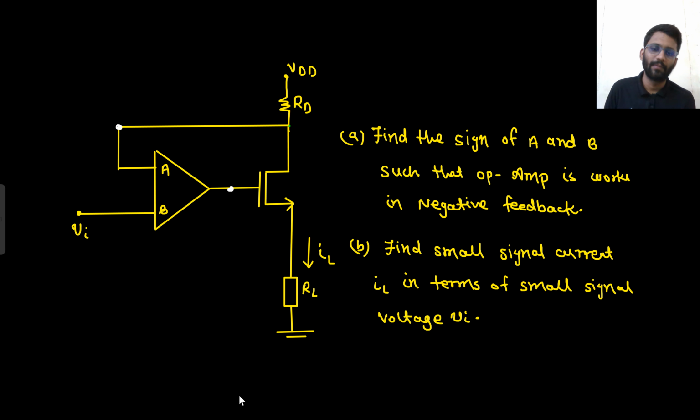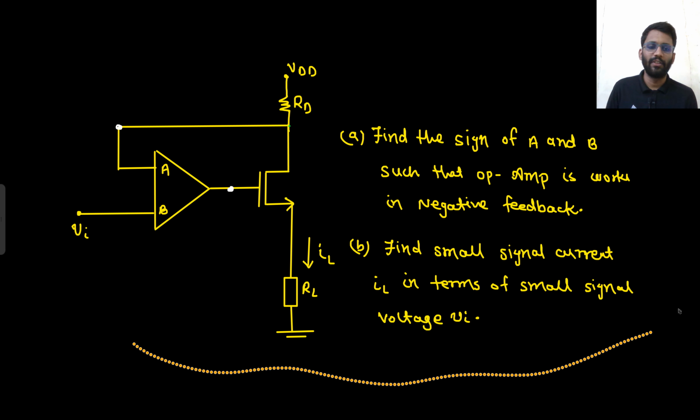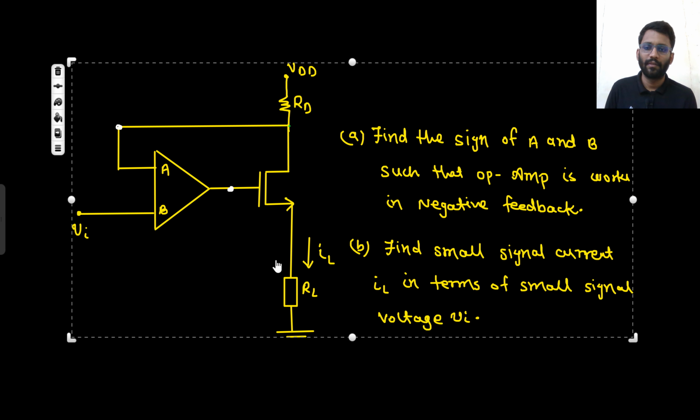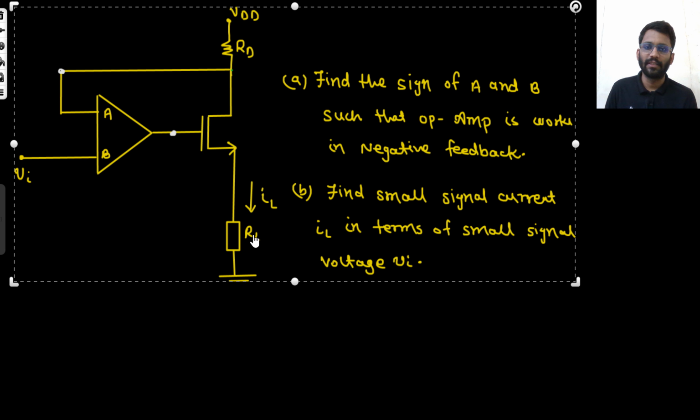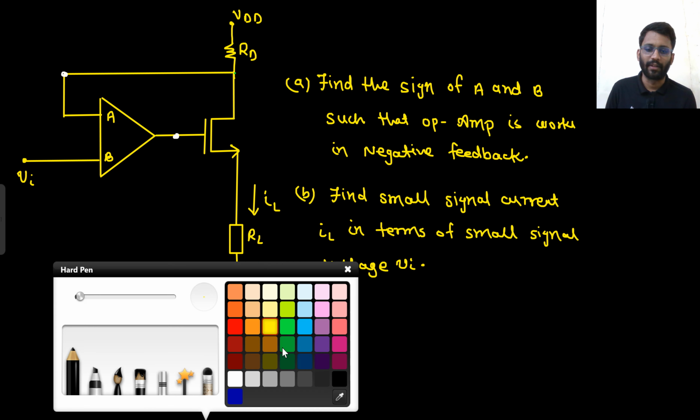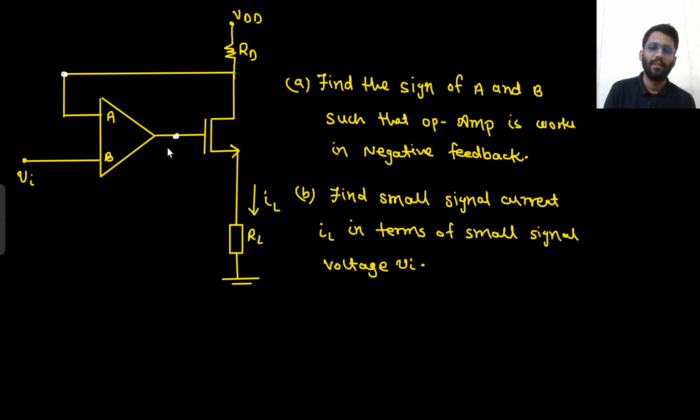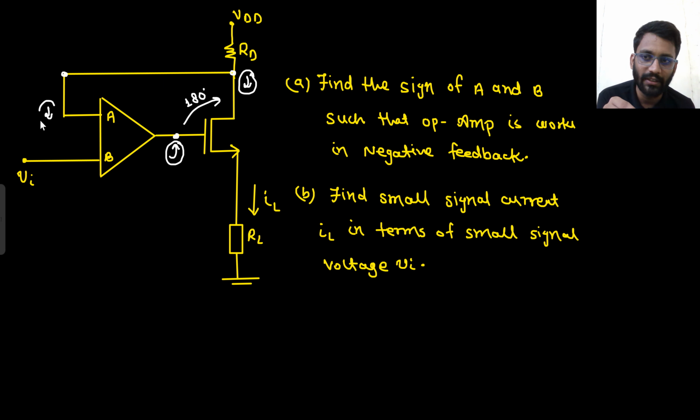What will be your answer now? I need the answer of this question. What should be the sign of A and B such that your op-amp is working in negative feedback? Try to increase this node. If this node increases, then what will happen to this node? You are going from gate to drain. There is already 180 degree inversion. So if this node is increasing, that means this node is decreasing.